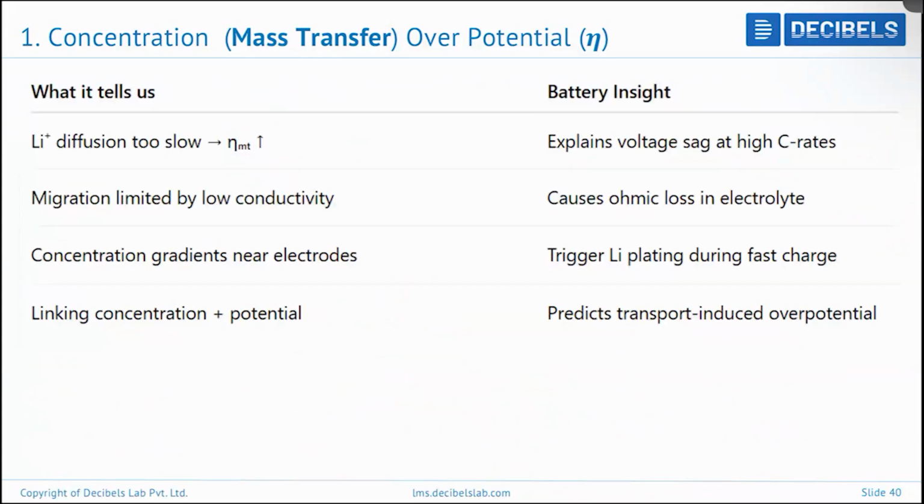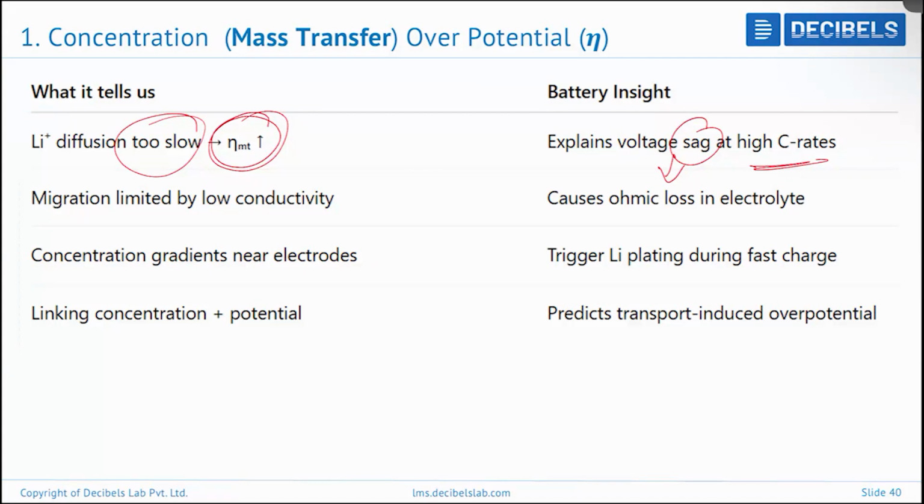So what it tells us is, if lithium ion diffusion is slow in the electrolyte, what does it mean? Very high mass transfer overpotential. Okay, so it explains the voltage dip. The voltage decreases in the battery at high C rates. So if you find that there is a voltage dip in the battery at high C rates, it is because lithium ion diffusion is too slow. So that is what we should understand.